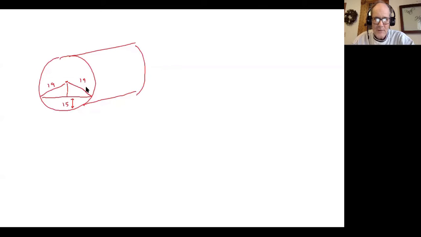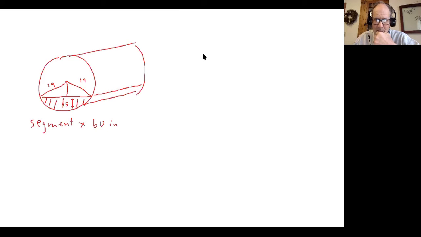So here's our drawing of our tank again. And basically what we have to do is find this area right here, which is called a segment, and take that times our 60 inches to get our total cubic inches, because our segment is going back in the tank.